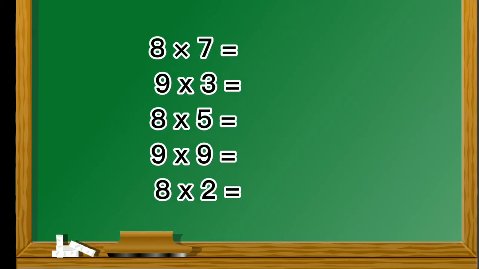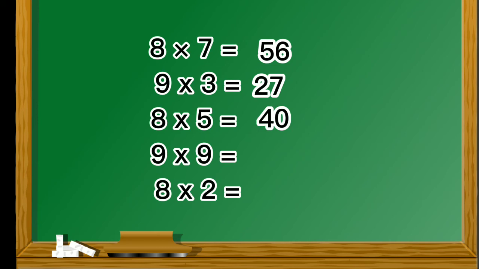Very good. Let's try again to examine another task about multiplying numbers by 8 and 9. Number 1, 8 times 7 is equal to? If your answer is 56, you're correct. Number 2, 9 times 3 is equal to? The correct answer is 27. Very good. Number 3, 8 times 5 is equal to? If your answer is 40, you're right again.